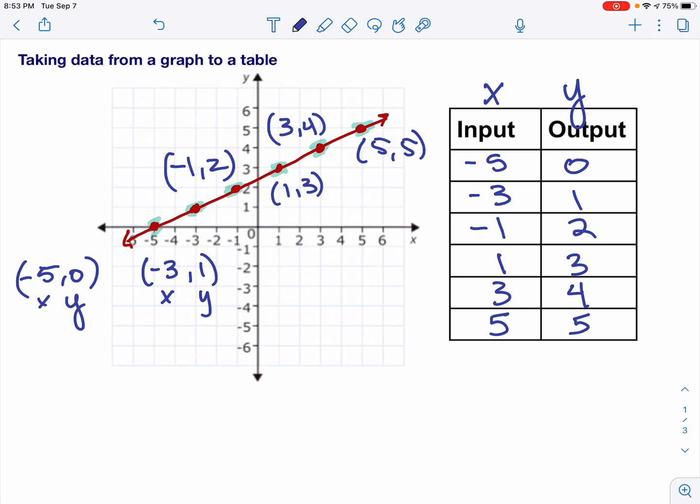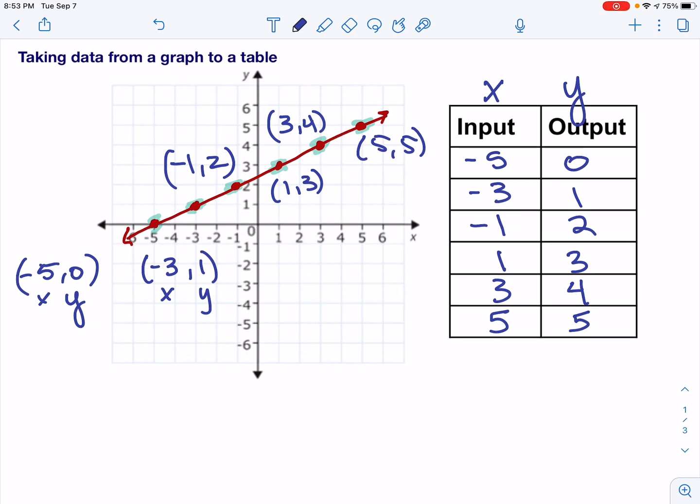So let's take a look at another graph. In our next graph, we're not going to have the points plotted on there. We're going to have to find those points and mark those. So let's scroll down here and take a look at that.